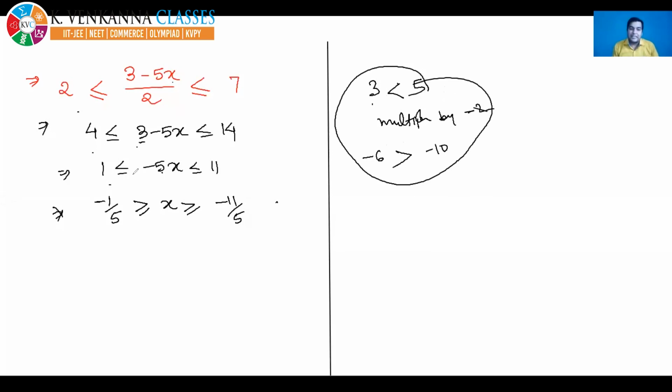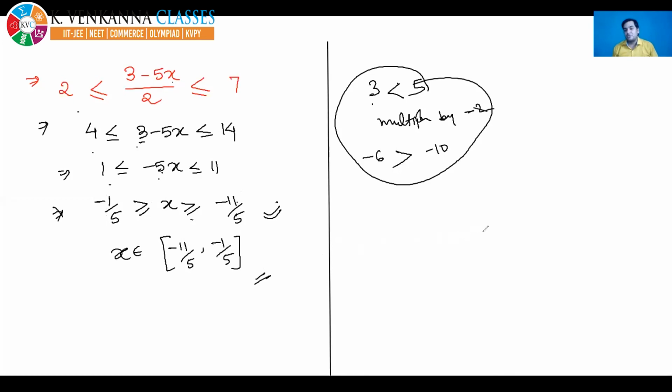Here I have divided by -5 on all the three sides. It is a negative number. That's why the sign of inequality will get changed. So now this is the correct way. Now see, x is varying from -11 by 5 to -1 by 5. Listen carefully: -11 by 5 to -1 by 5, closed on both sides, because on both sides there is an equal sign. So that is the correct answer.